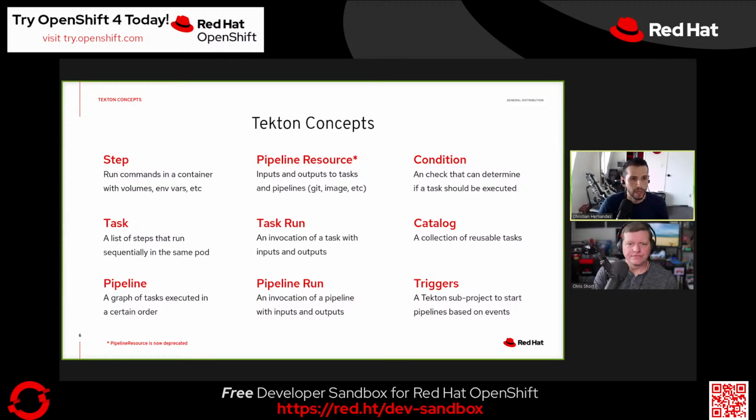It builds on each other, like little Russian dolls. A step is the smallest unit, a task is a collection of steps, and a pipeline is a collection of tasks. Pipeline resource is actually deprecated, and we don't use that anymore. The only reason I put it up here is that if you look up Tekton on Google, you're going to see a lot about pipeline resources, but we don't use those anymore.